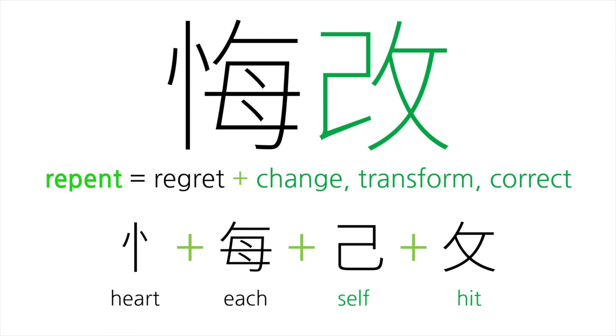So each is pronounced mei. And when you bring heart and each together, it's pronounced hui.